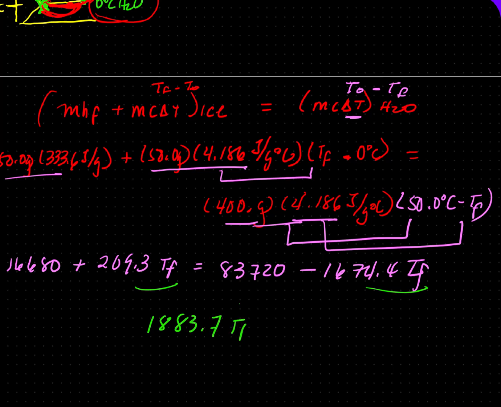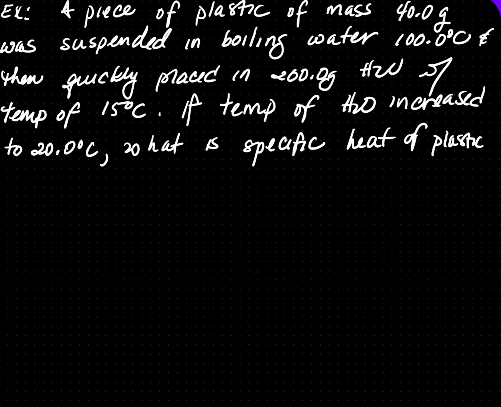1,883.7 T final is equal to 67,040. And so if you divide both sides by 1,883.7, T final is approximately 35.589 degrees Celsius. Pause the video, solve this problem, and then check your answer.